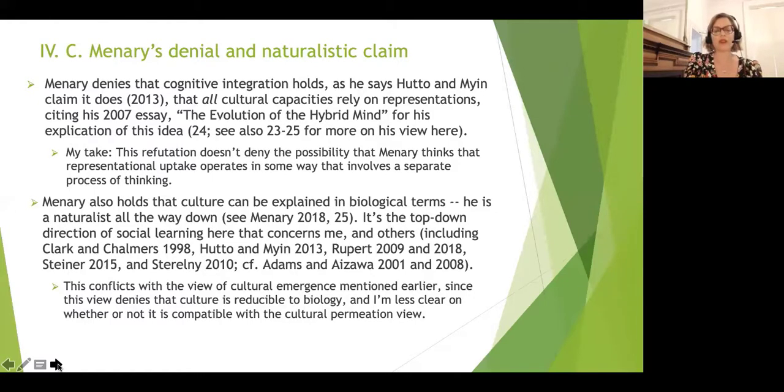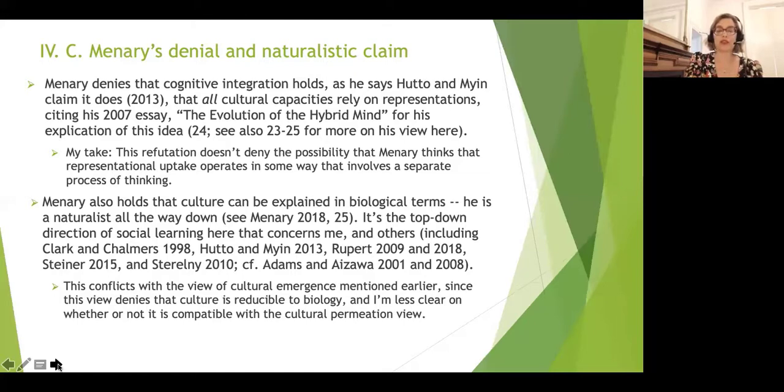Menery also holds that culture can be explained in biological terms, which I think means he's a naturalist all the way down. And I do mean from top to down. It's the top-down direction of social learning here that concerns me and others, including Clark and Chalmers, 1998, Hutto and Mayan, 2013, Rupert, 2009 and 2008, Steiner, Sorelny, and compare this with Adams and Aizawa.